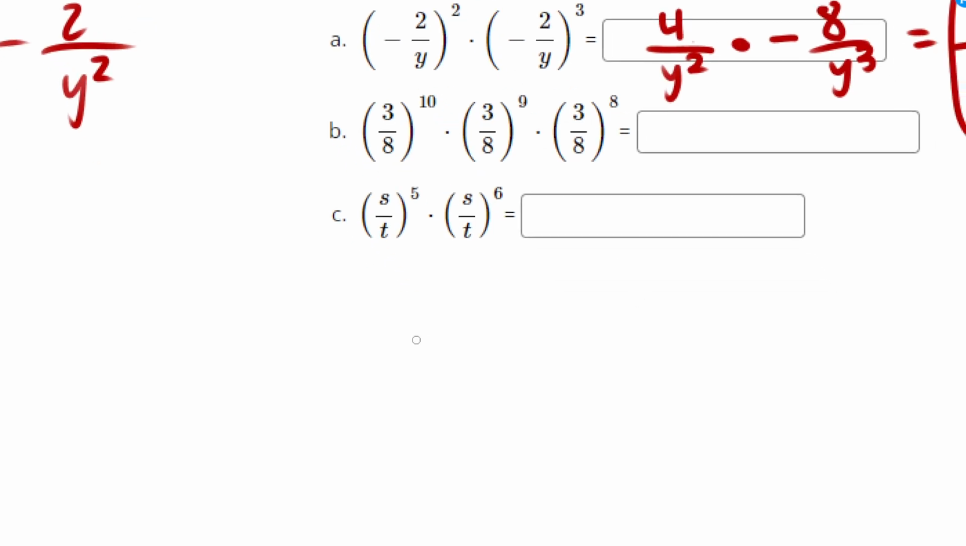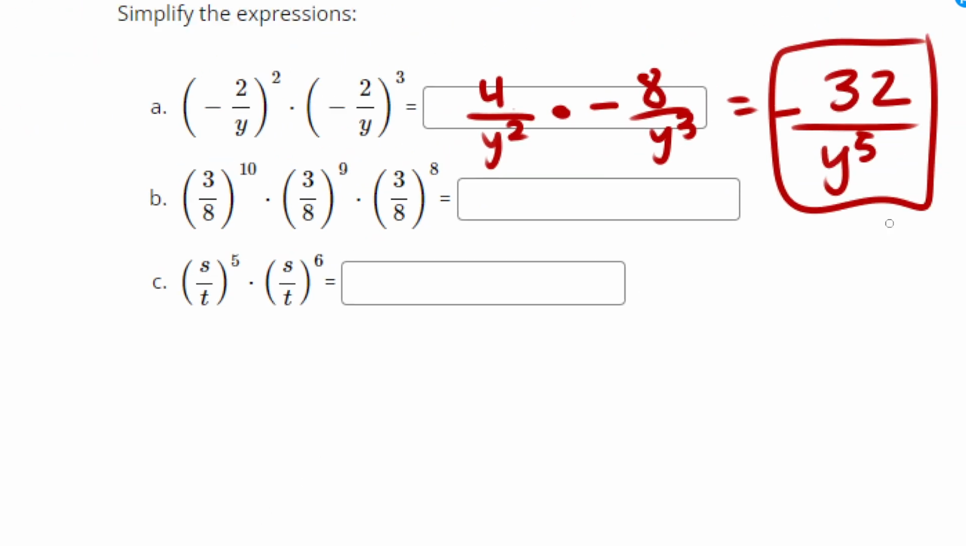Same idea here. We'll do the 10. Actually, one nice thing that we have here. Oh, I'm so dumb. Well, not dumb, sorry. Don't use that word. I am so goofy.